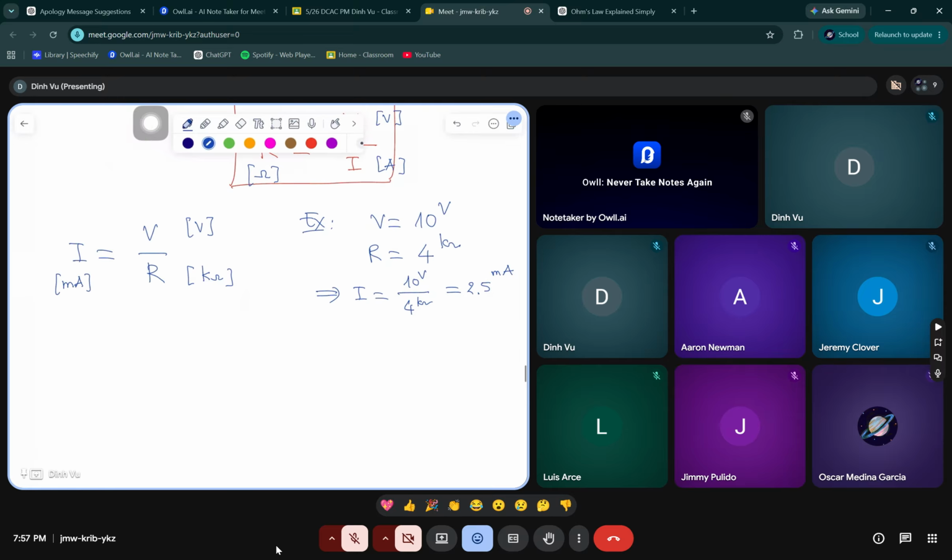Now, similarly, for the second formula, R is V over I. Now, if V measured in volts, I measured in milliamp, so what is the unit of R? Kilo ohms. Now, example. Similar to the previous case. If V is 10 volts, I is 2.5 milliamp.